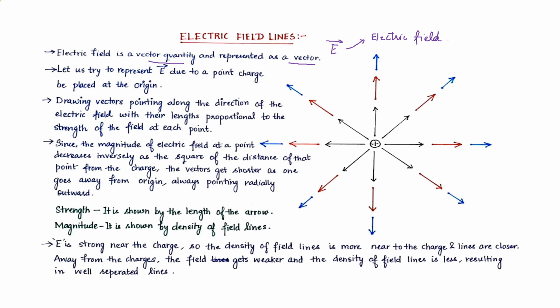Now let us try to represent E due to a point charge placed at the origin. This is our origin and we have placed a point charge over here. How does this charge placed at the origin work, how is it producing the lines, and how are these lines helpful in nature? We will see this.